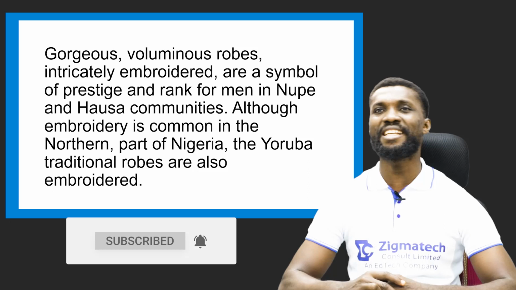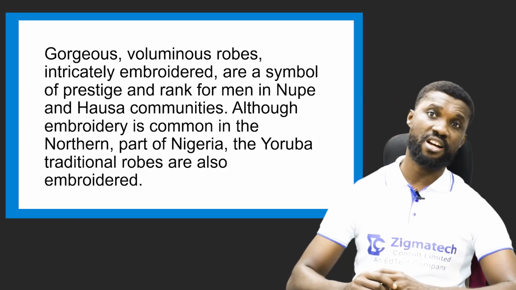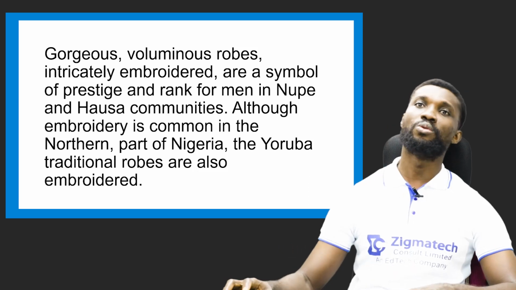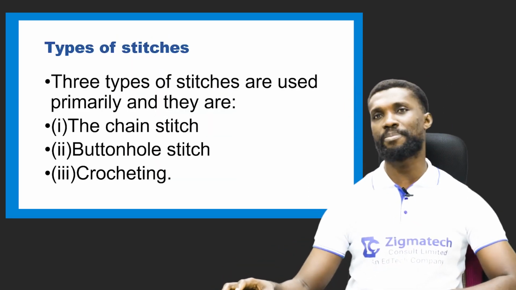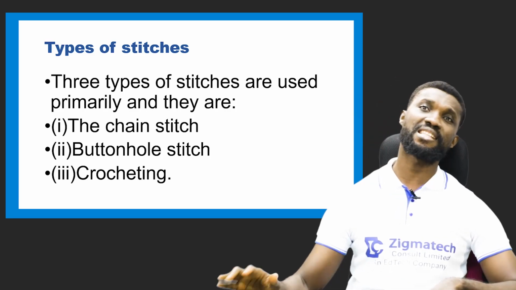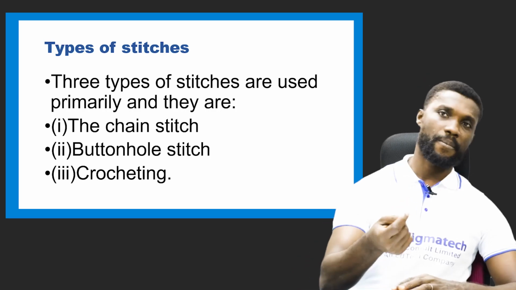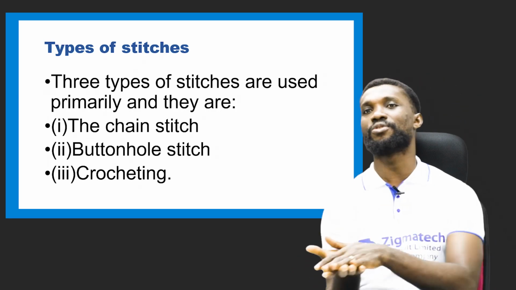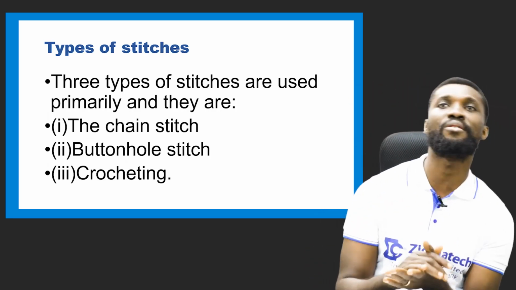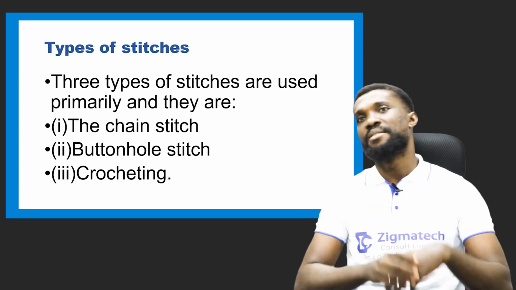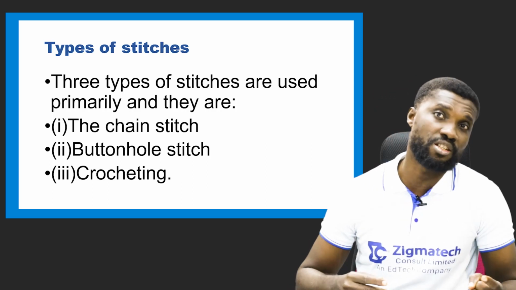Although embroidering is common in the northern part of Nigeria, the Yoruba traditional robes are also embroidered. So not just the Hausa people embroider their materials; some of the Yoruba people also embroider their materials. Now let's look at types of stitching, because some of this embroidering is handmade. Oh yes, they are handmade. Thank God for technology that now we have embroidery machines, but mainly it is handmade, based on the images and pictures we've been seeing so far.